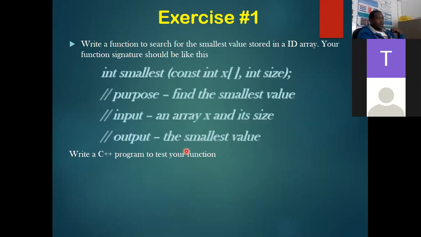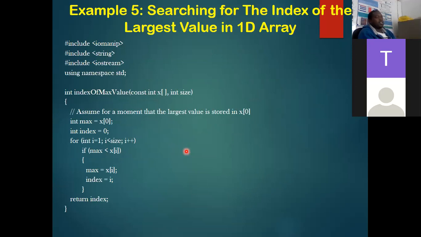Search. So this one was an exercise. You might not need to do it, right? A function will say the smallest value stored in a 1D array. The function signature should be like this: int smallest. You take the array and its size, then find the smallest value. The input is an array and its size, and the output will be the smallest value. Maybe you can do that as a practice exercise, just to show how you can do that.